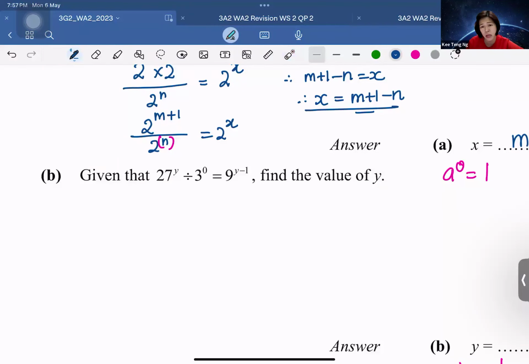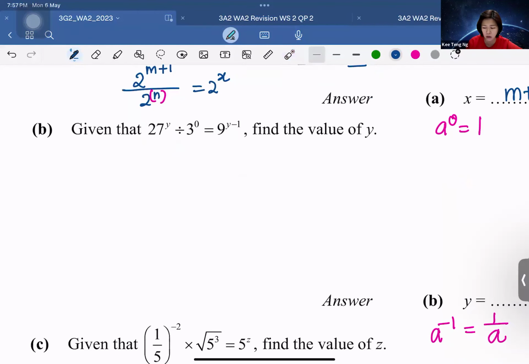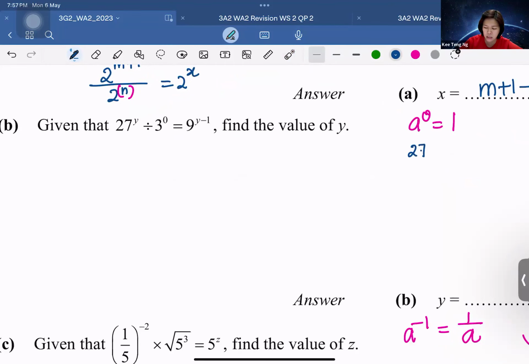We change all of them to the smallest prime factor. So 27, I need to divide by 3. You get 9, divide by 3, you get 3, divide by 3, 1. So 27 will become 3 to the power of how many?